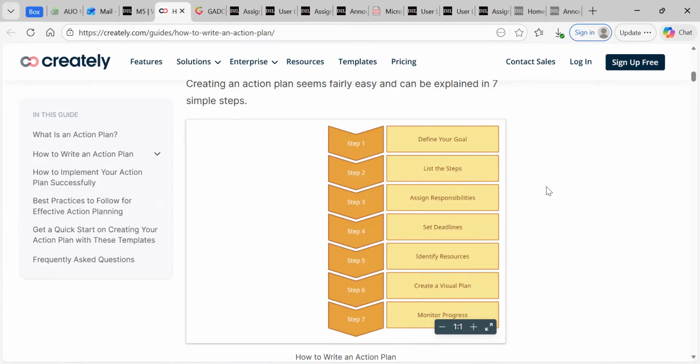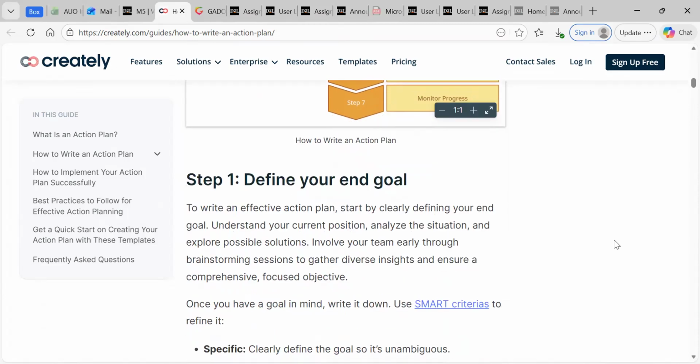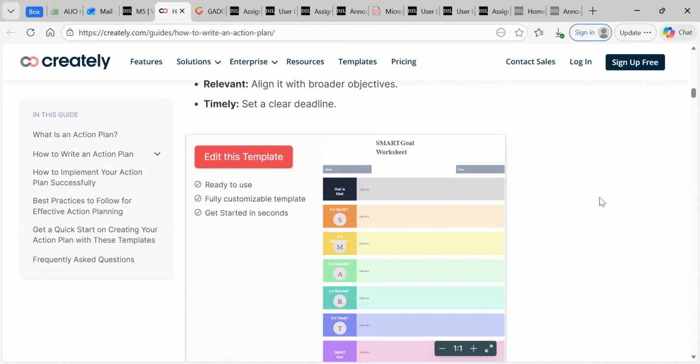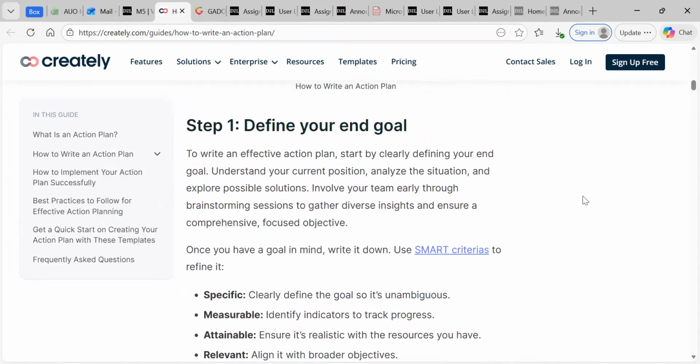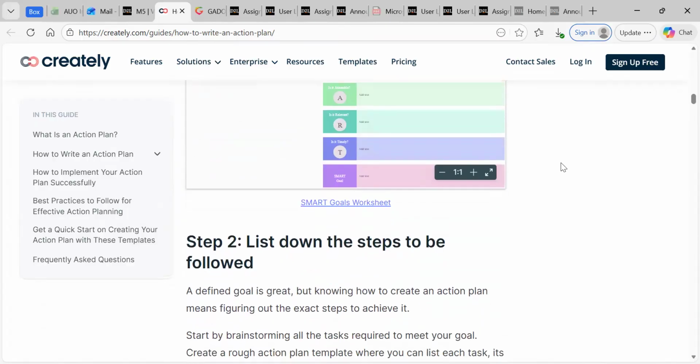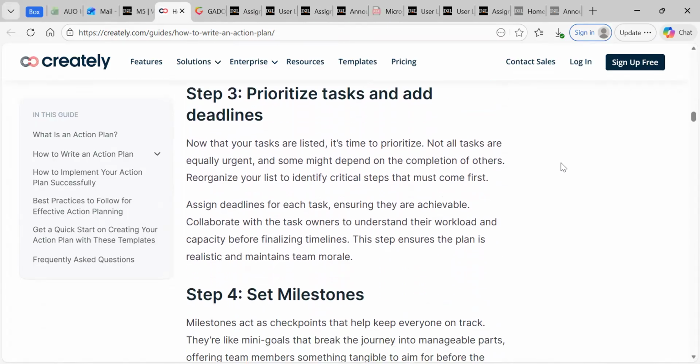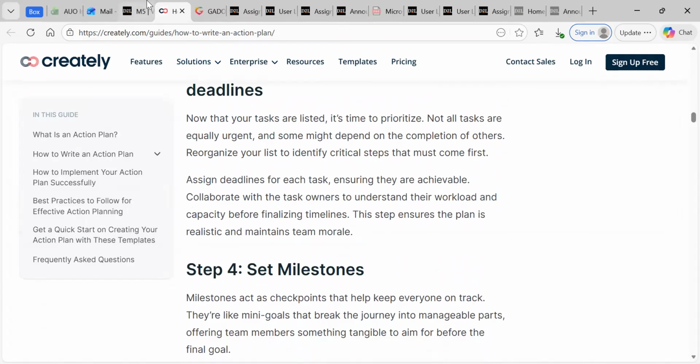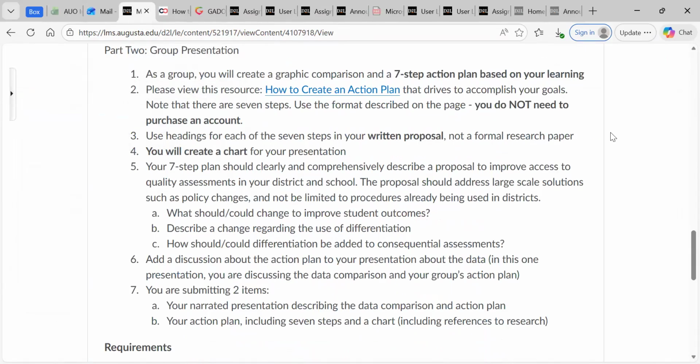Define your goal, list the steps, assign responsibilities, set deadlines, and identify resources. So what resources are you going to need to carry out this action plan? Create a visual plan, and then how are you going to monitor the progress of this plan to make sure that it is effective? So each step is kind of outlined below. You can read through each step to make sure that you are highlighting and explaining those in your presentation.